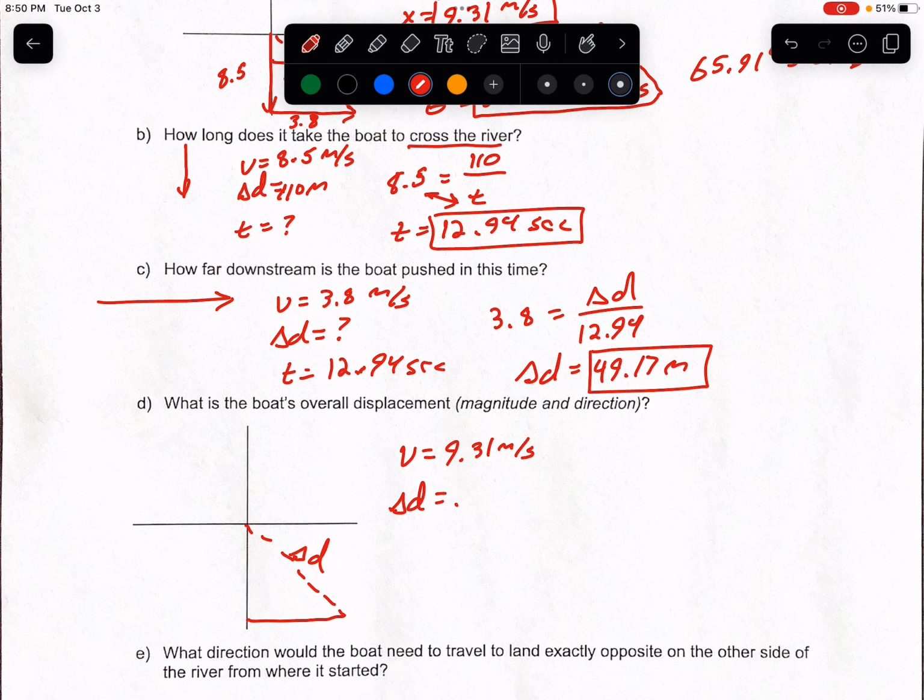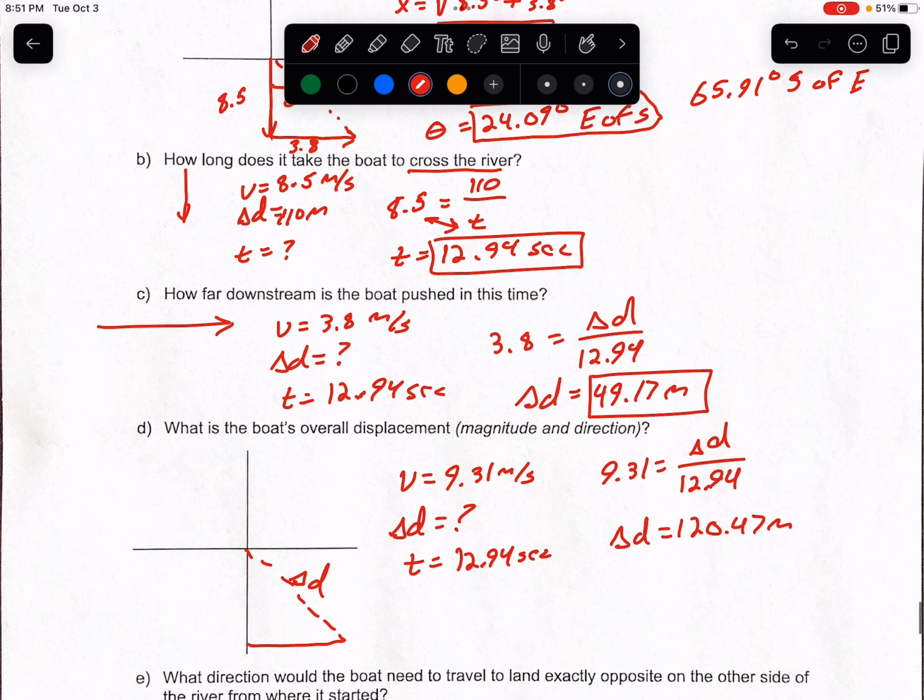Displacement, that is what we're looking for. Time, still the same, 12.94 seconds. So V equals D over T, so 9.31 equals D over 12.94. So multiply both sides, and you're going to get a displacement of 120.47 meters. And we're going to throw direction on there, but we've already found it, so you don't need to do it again. Okay, so you're going to do 24.09 degrees east of south.